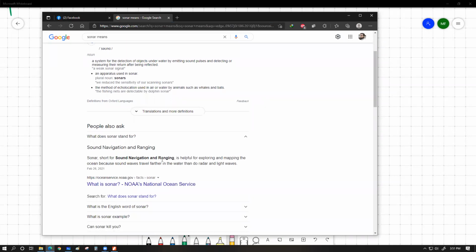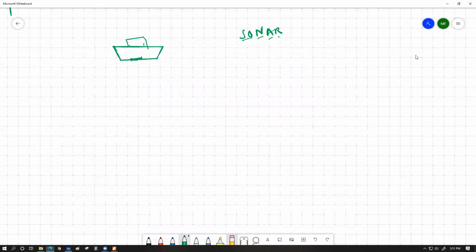Sound navigation and ranging. Sorry. So S-O makes the "so", then N is N, and there A, and then ranging is R. So sonar actually means sound navigation and ranging.